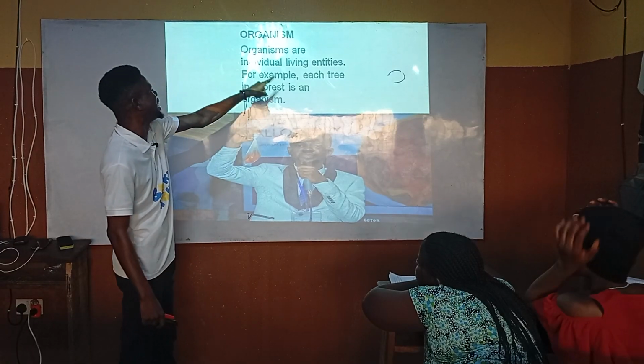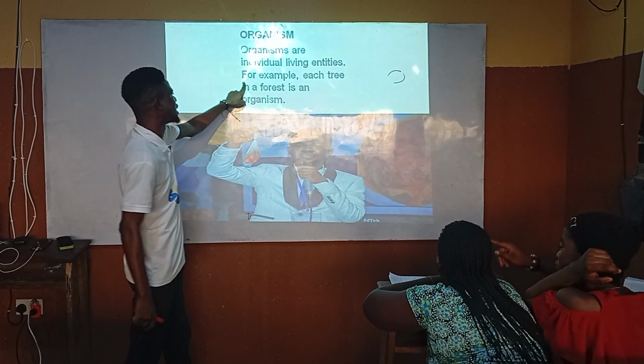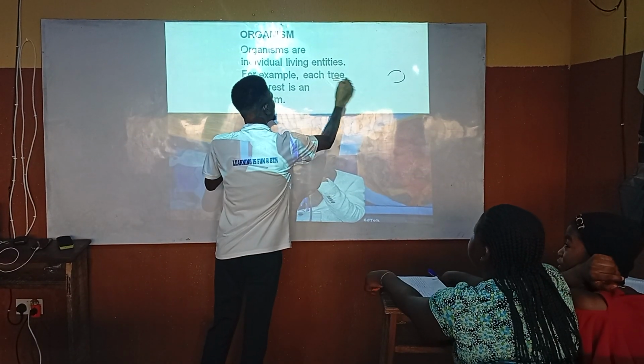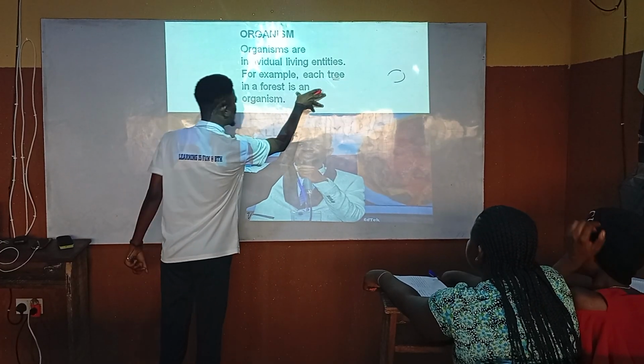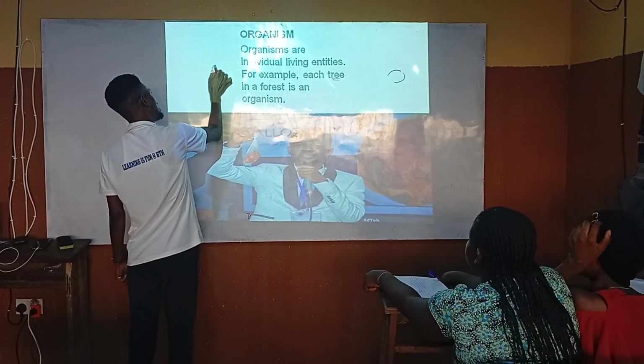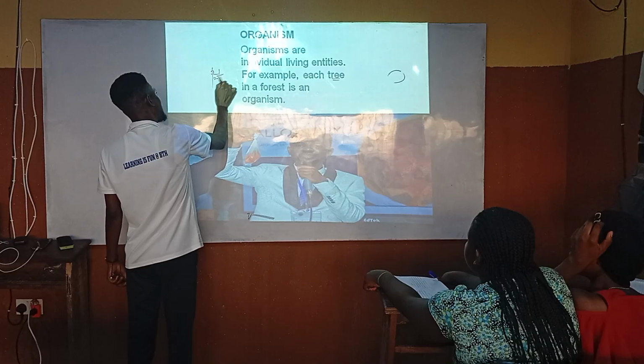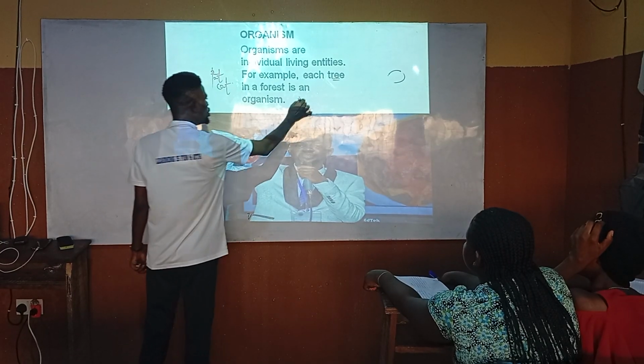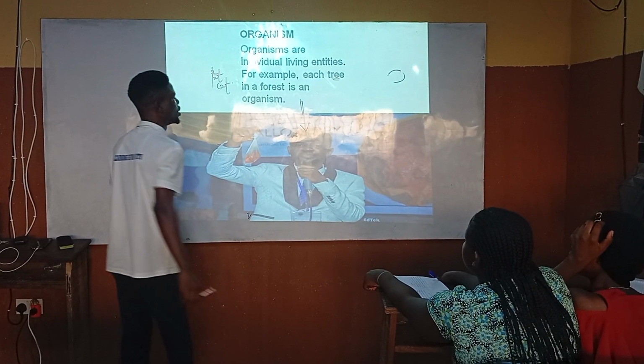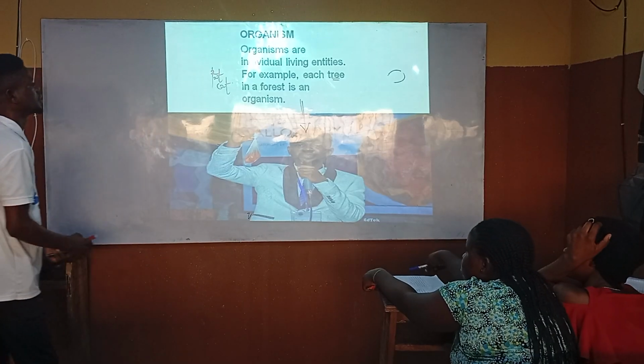Organisms are individual living entities. For example, a tree in a forest is an organism. The rat in your house, organism. The cat in your house, organism. You yourself, you are what? An organism. Simple as that.